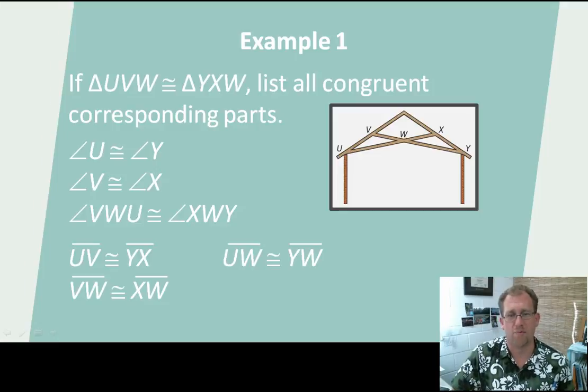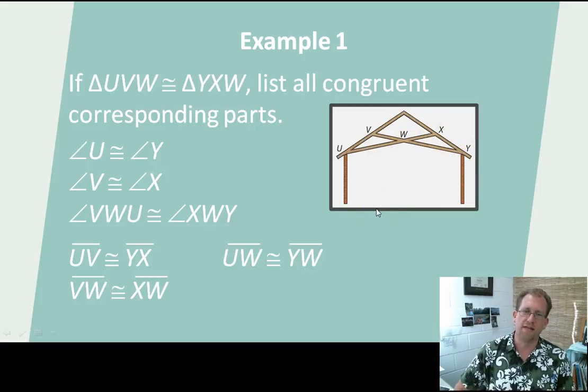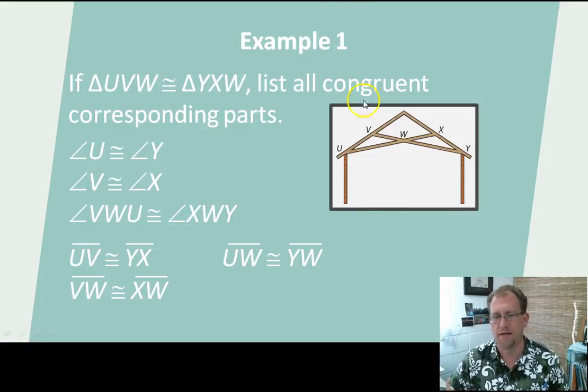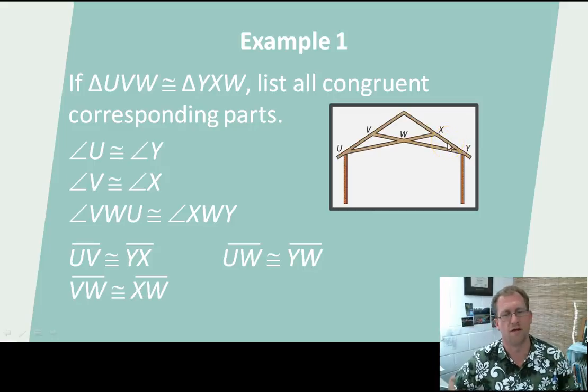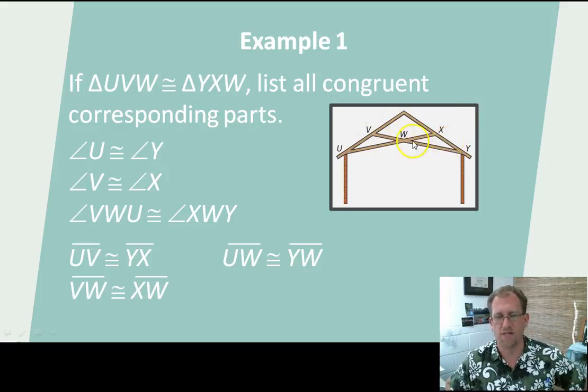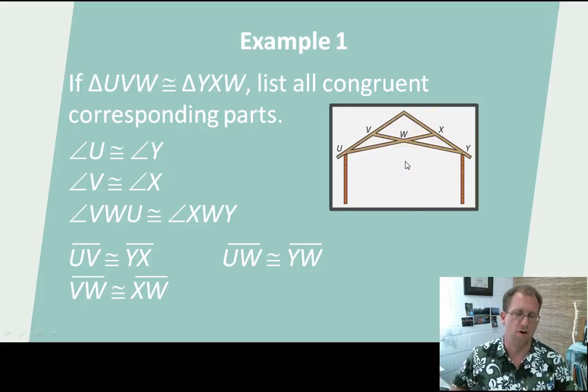So as an example here, in this picture of a stable, if triangle UVW is congruent to triangle YXW, then we can list several things that are congruent. Angle U is congruent to angle Y because they're corresponding parts of congruent triangles. Angle V is congruent to angle X because they're corresponding parts of congruent triangles. And both sides of angle W here are congruent because they are corresponding parts of congruent triangles.